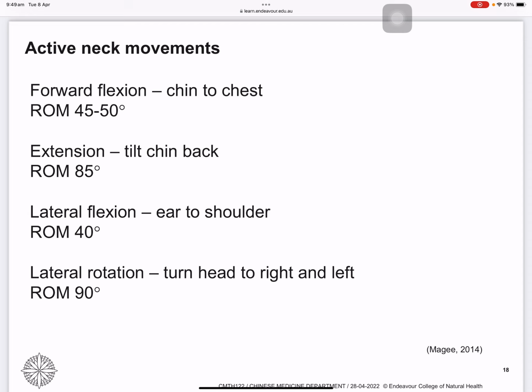Alright, this is the normal active neck movement, that is, movement by the patient themselves.